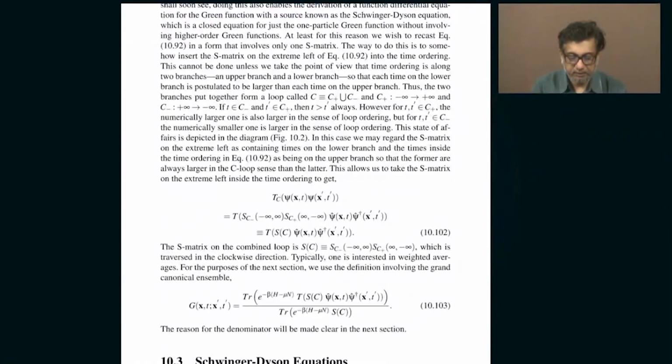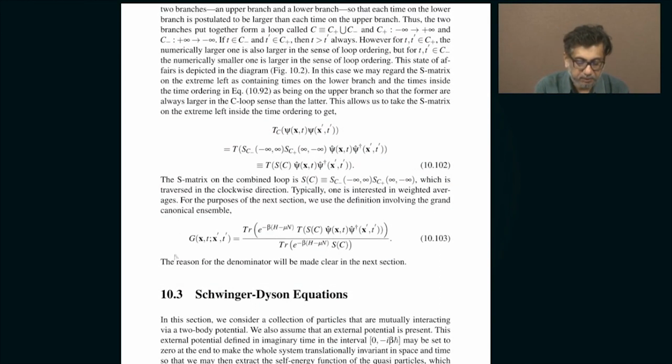So you will see that it is useful, because in the end, if you decide to define contour ordering in this way, then you can write down your contour ordered Green's function in the grand canonical ensemble in this way, and then this is your S matrix. If your fields evolve according to the part of the Hamiltonian that's independent of time, the part of the Hamiltonian that depends on time can be absorbed into this S matrix, and this S matrix is nothing but that part of the Hamiltonian which depends on time, again along the contour.